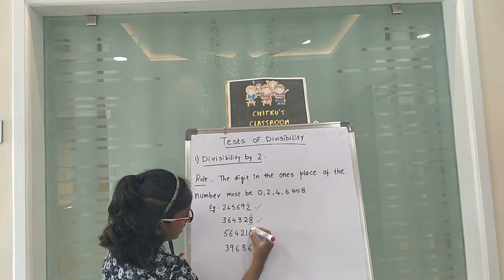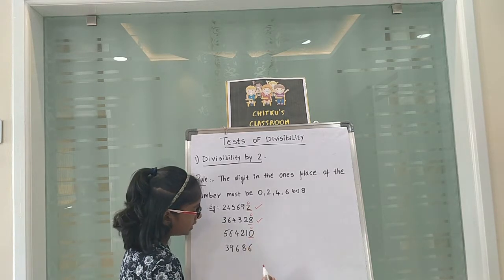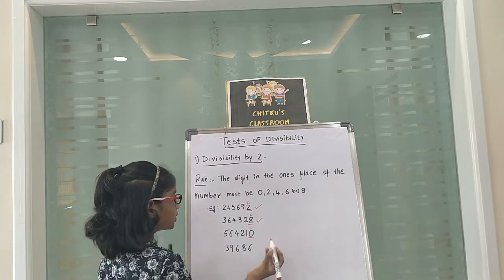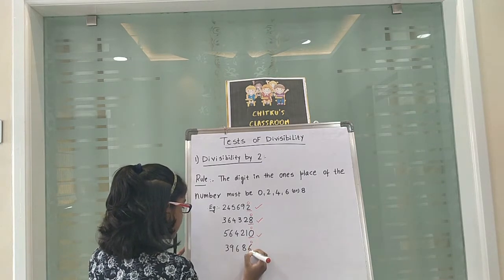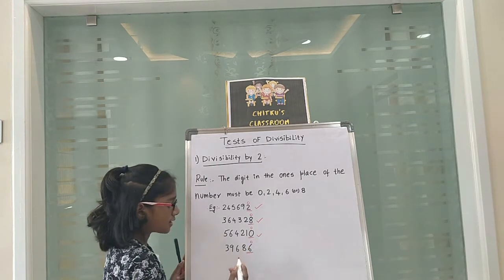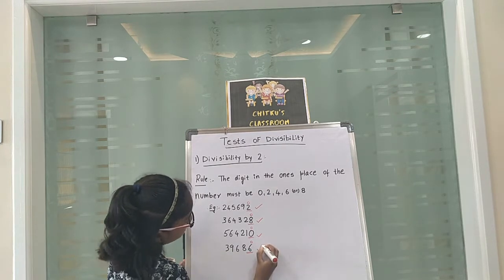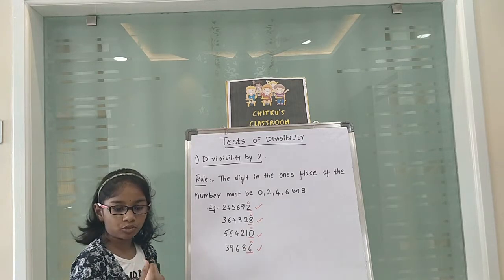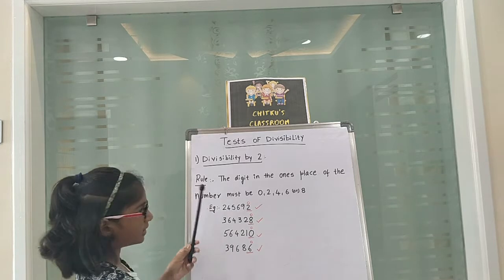Next, the ones place here is 0. So 0 is also an even number. So that is divisible by 2. Okay. Next, the ones place here is 6. So 6 is also an even number. So it is also divisible by 2. So these are all the numbers divisible by 2. But there are more. Okay. So this is how we recognize if these numbers are divisible by 2 or not.